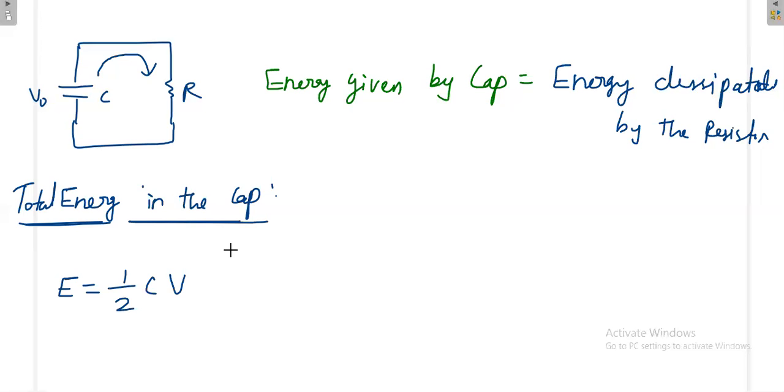Anybody? What is the total energy in the capacitor? Any answer? Do you have the total energy at t equal to 0, or at t equal to infinity, or at some middle time?